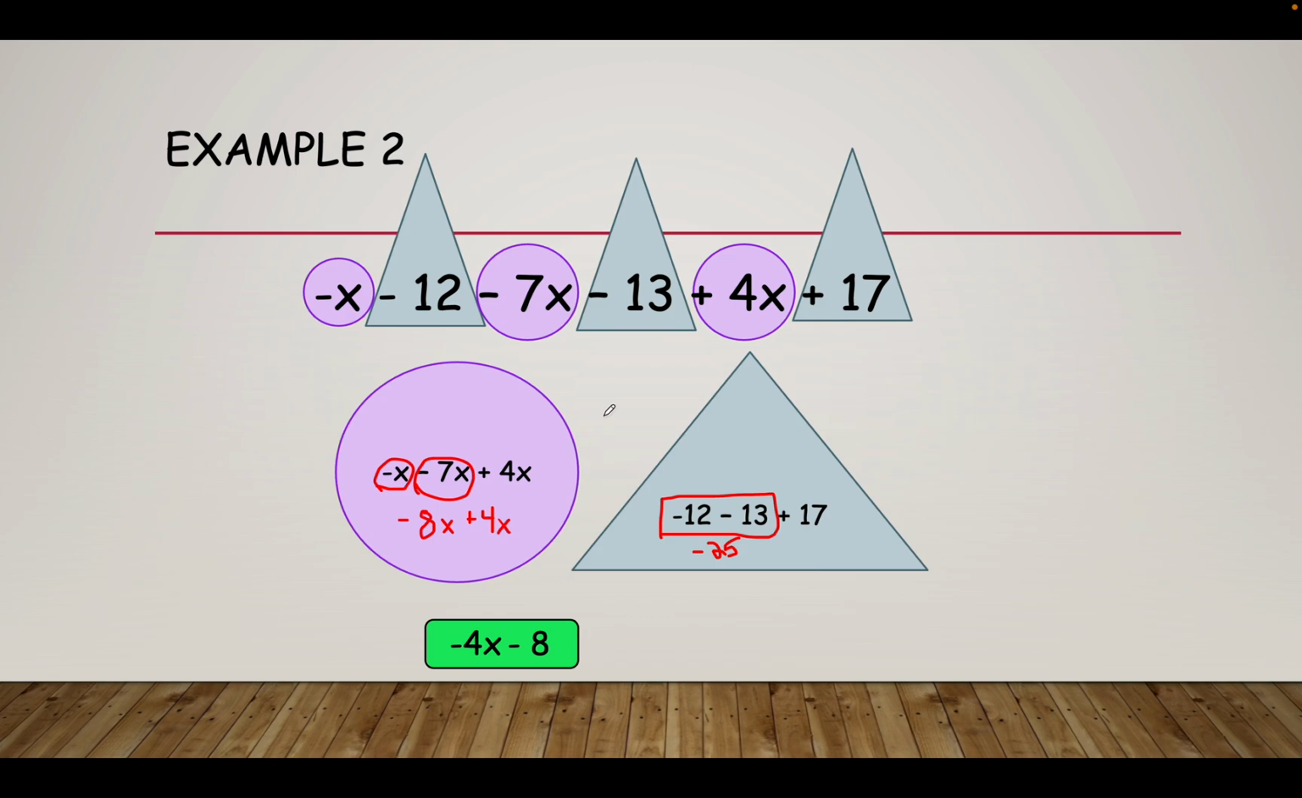That's my final answer. So simplify means I'm taking something that might be 6 terms long and I'm paring it down to something that is only 2 terms by combining all of the like terms.